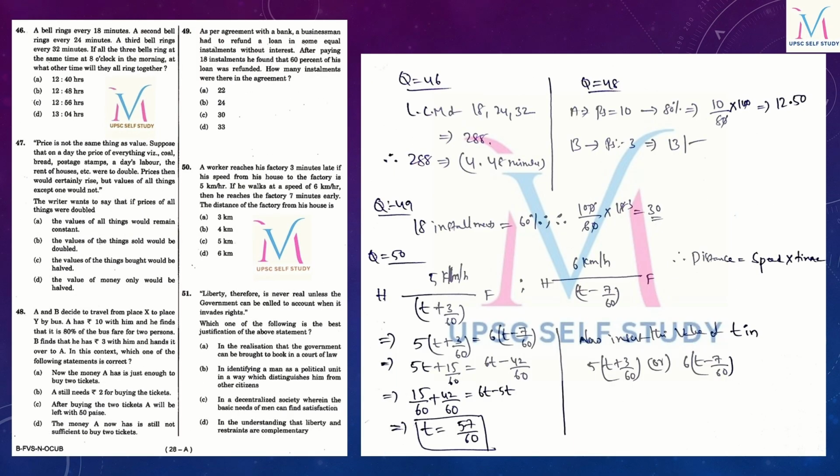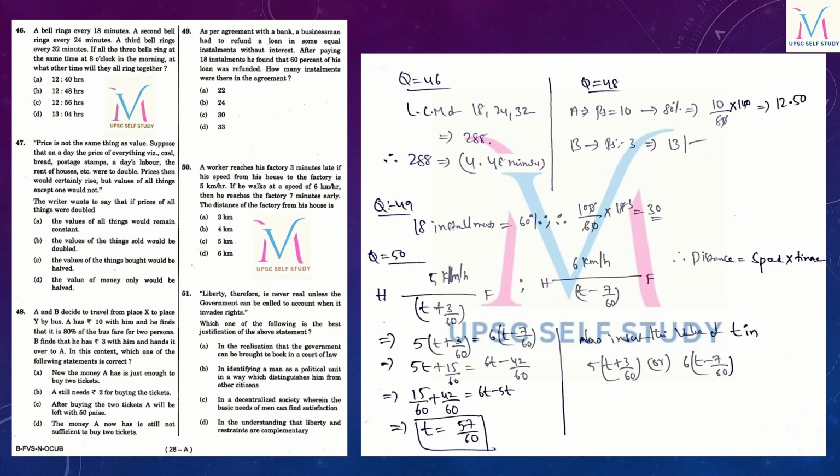Question number 51. Liberty therefore is never real unless the government can be called to account when it invades rights. Liberty means the state of being free within the society, right? Which one of the following is the best justification for the above statement?